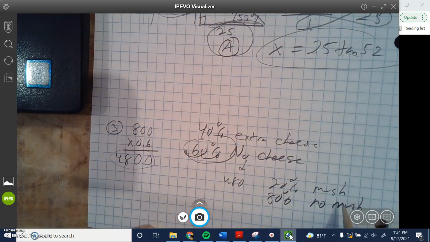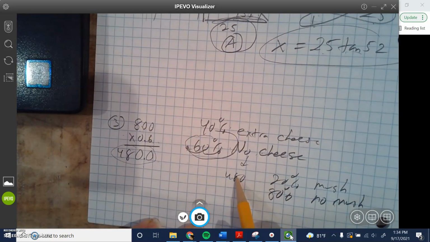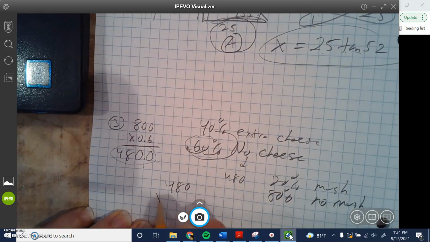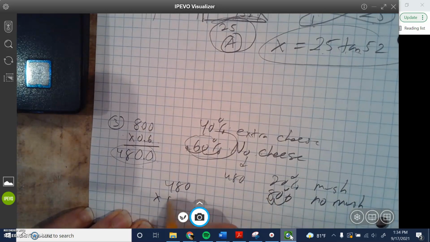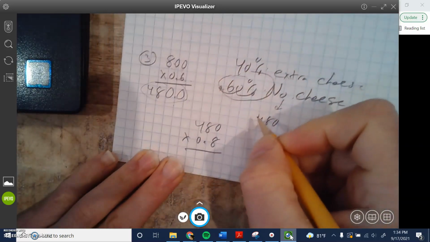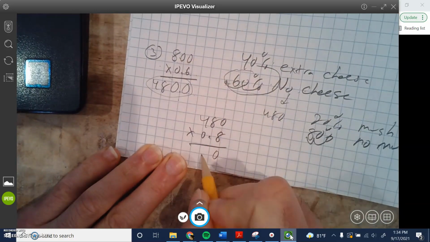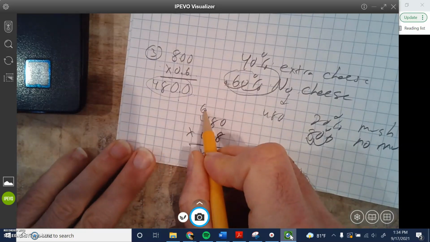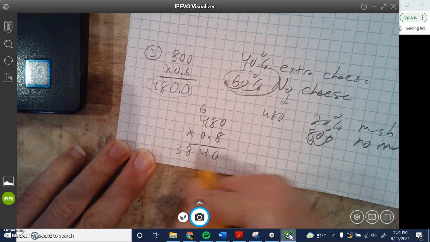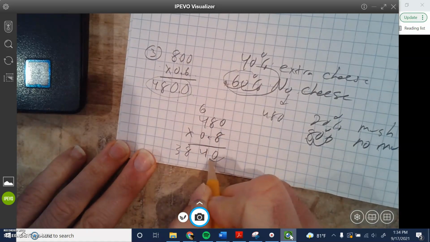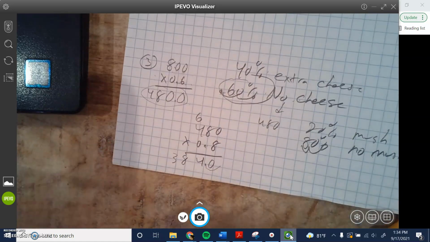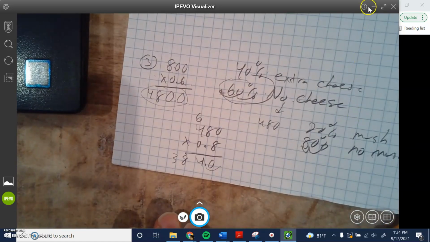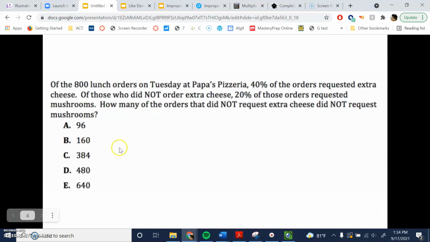no mushrooms. So I could multiply by 0.2, then subtract from 480, or I can just do 480 times 8/10. So that'd be 8 times 4 is 32, 32 plus 6 is 38. One decimal place in the whole problem, so one decimal place answer, 384 peeps. There we go. 384 would be C. Hopefully you got that one. That one was tricky. Nice job.